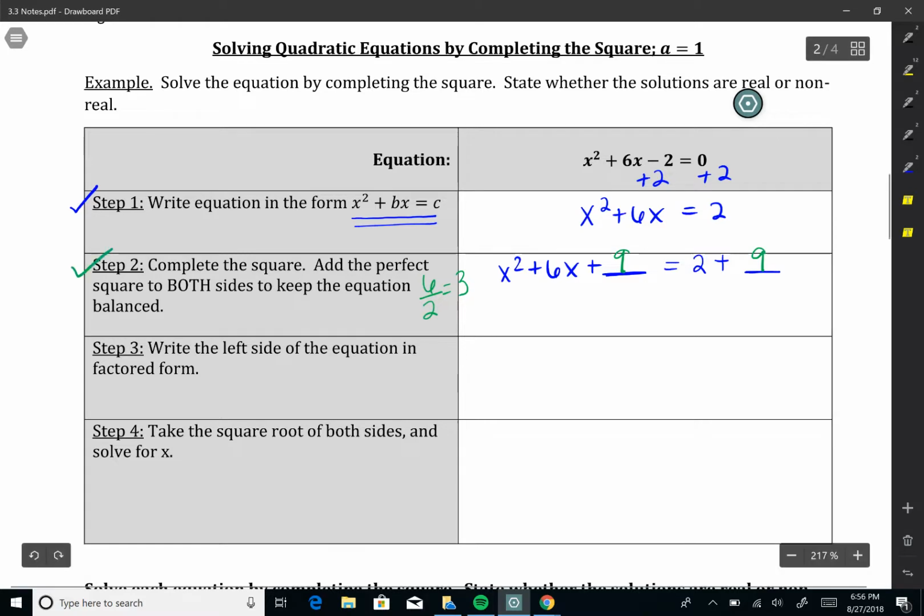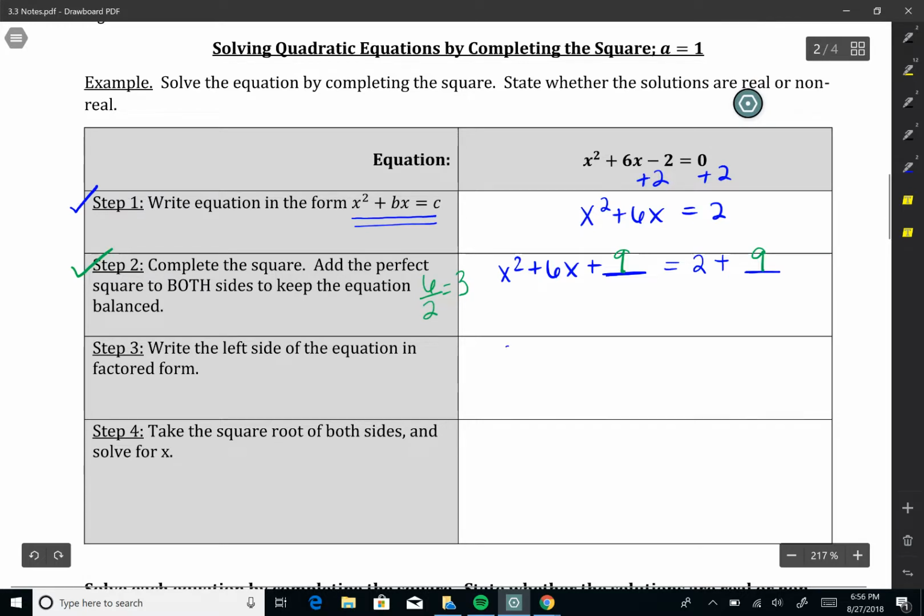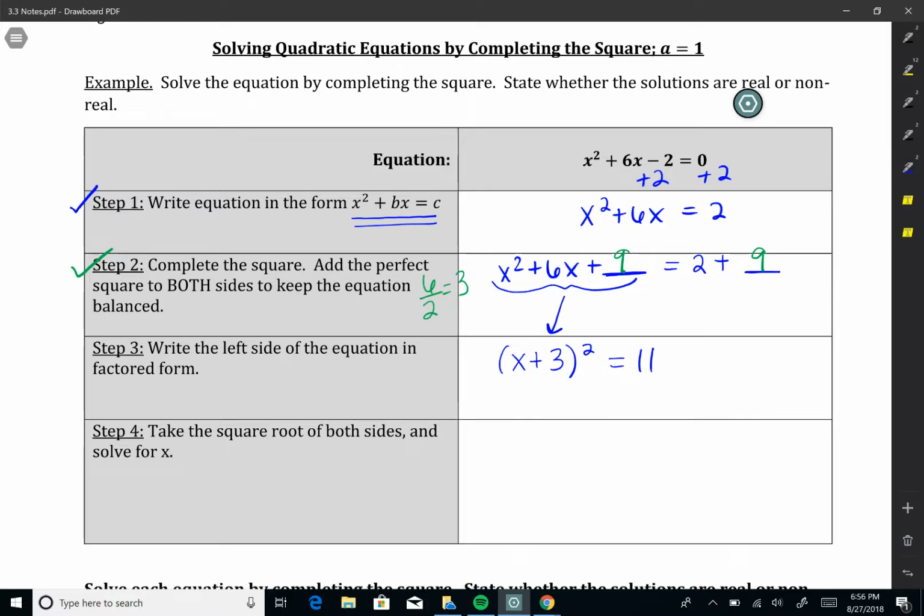That was step 2. Next, it says, write the left side of the equation in factored form. Remember, that's a binomial squared. Our binomial is always x plus half of b, so that's x plus 3 quantity squared. So I just rewrote this in factored form. Now I do need to pay attention to the right side. I can take 2 plus 9, that's 11. Now I have an equation that I can simply solve by following step 4.